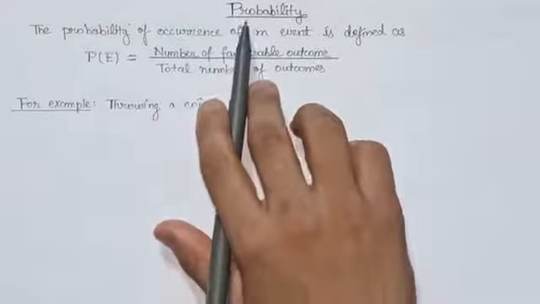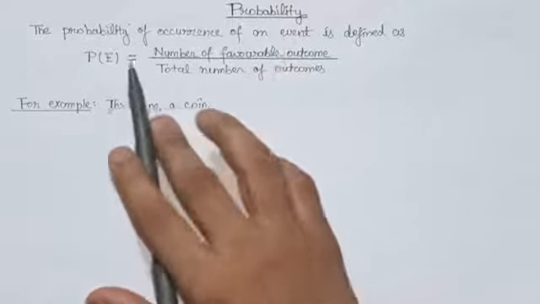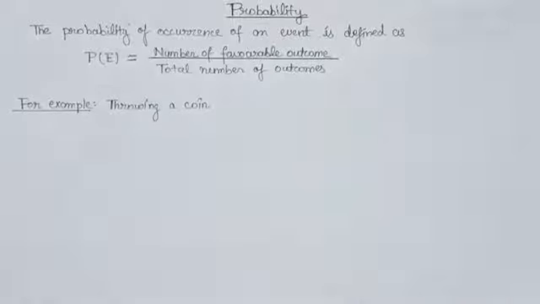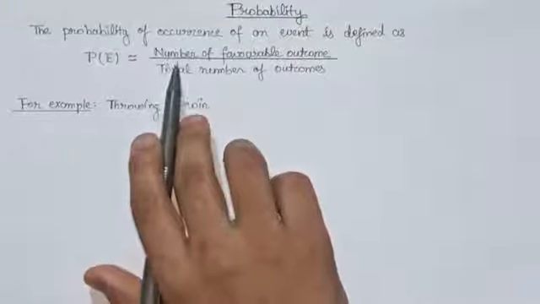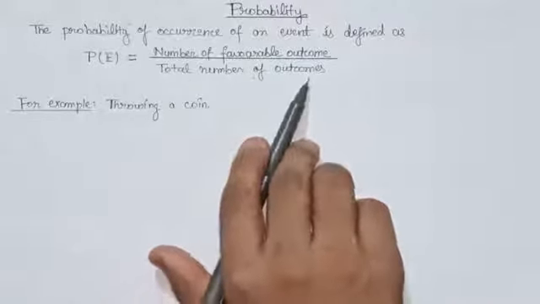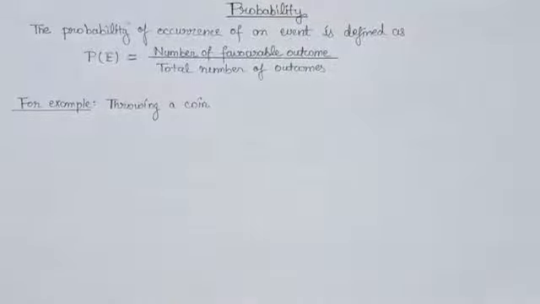First we will study about probability. So the probability of occurrence of an event means what is the possibility or chance of occurrence of that event, and it is defined as number of favorable outcome divided by total number of outcomes. Let us take an example to understand it.